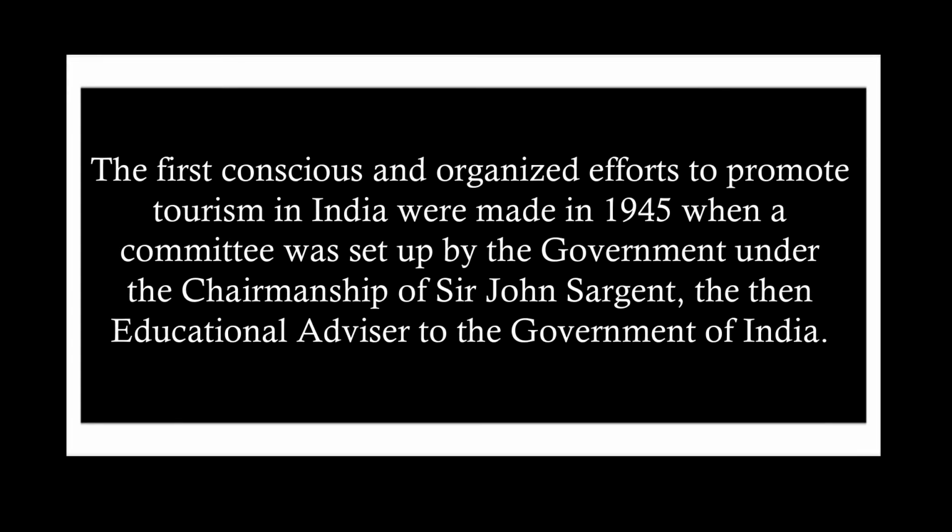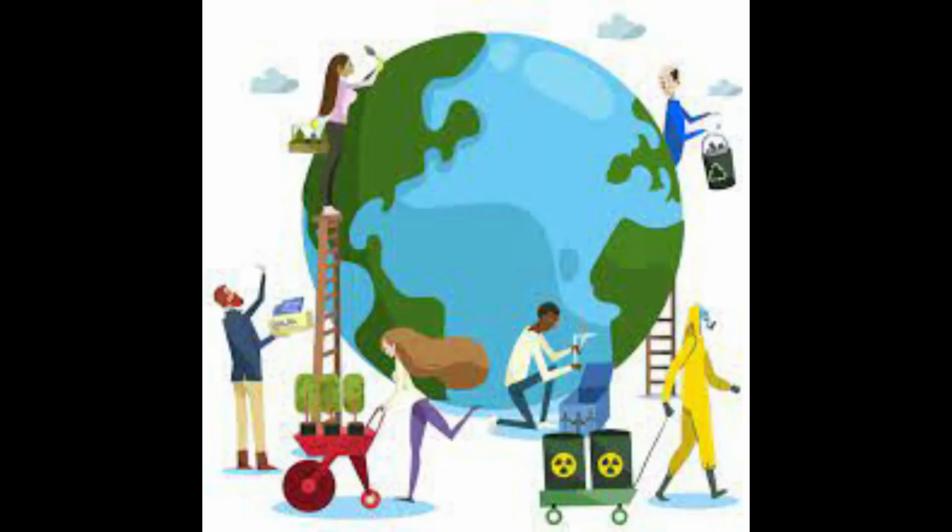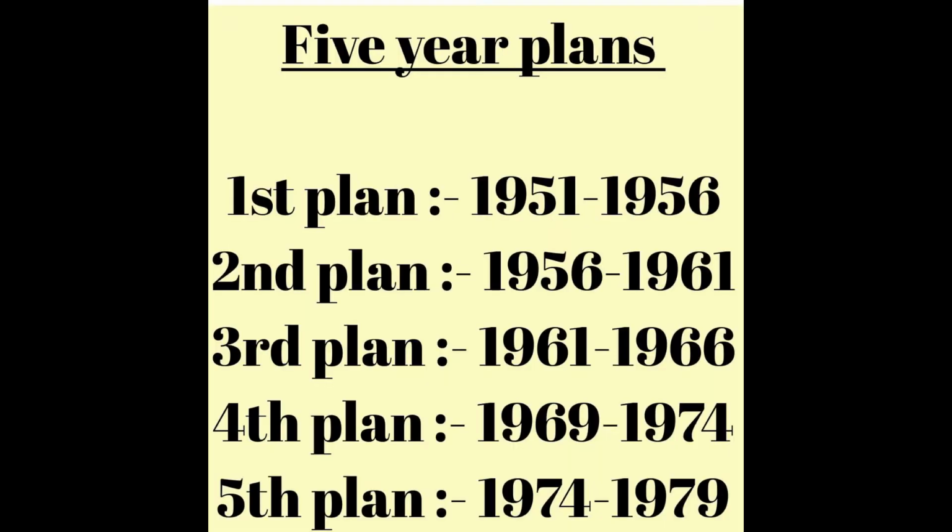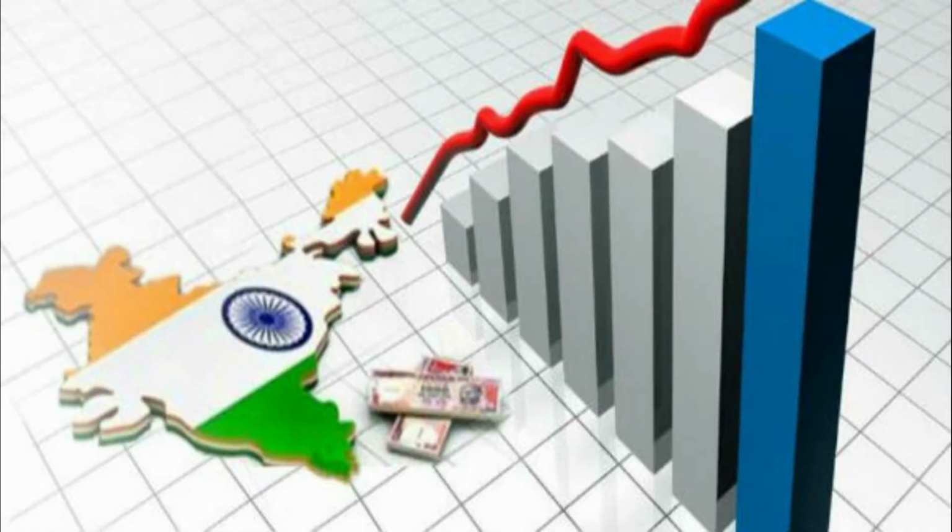The first conscious and organized efforts to promote tourism in India were made in 1945 when a committee was set up by the government under the chairmanship of Sir John Sargent, the education advisor to the government of India. Thereafter, the development of tourism was taken up in a planned manner in 1956, coinciding with the second five-year plan. The approach has evolved from isolated planning of single unit facilities in the second and third five-year plans.